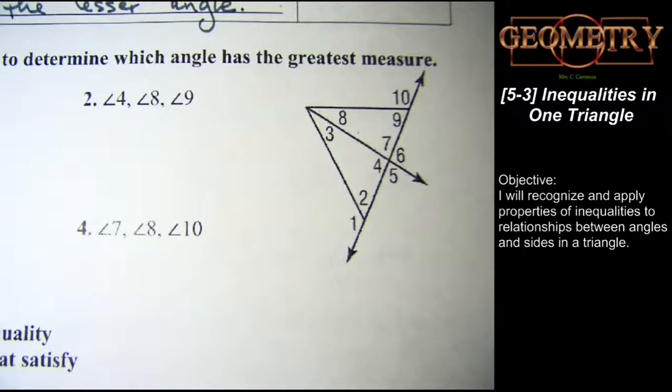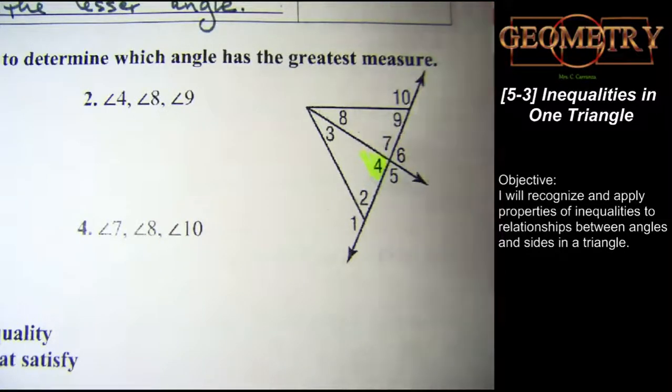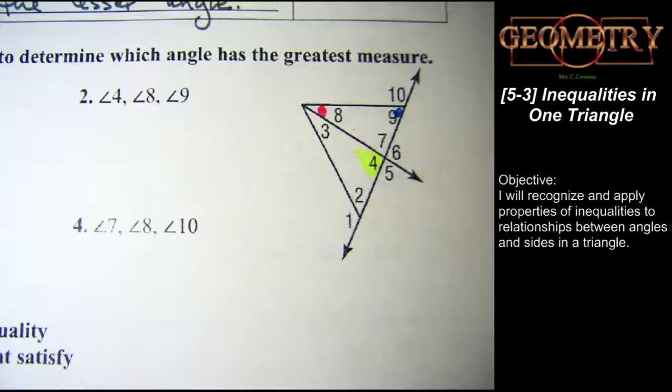So the directions say use the figure to the right to determine which angle has the biggest measure. All right, I'm looking at angle 4, which is right here, angle 8, which is right here, and angle 9, which is right here. Which one is the biggest? 9. Someone was about to say 4 and then stopped because they were worried that they were wrong. Someone else might want to say 8. And then a few of you might say it's 4, because it just looks bigger, right?